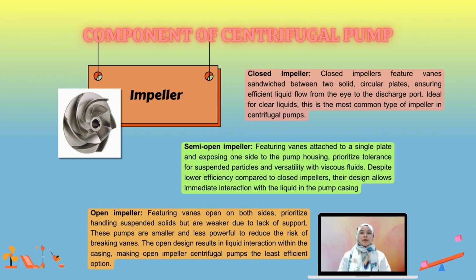Lastly, the open impeller features vanes open on both sides and prioritizes handling suspended solids, but is weaker due to lack of support. These pumps are smaller and less powerful to reduce the risk of breaking vanes. The open design results in liquid interaction within the casing, making open impeller centrifugal pumps the least efficient option.